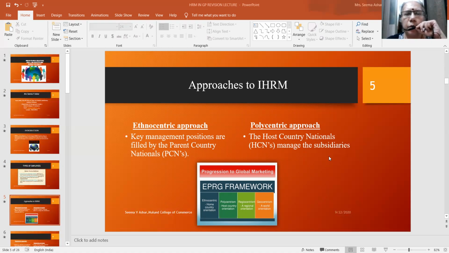The second approach is called the polycentric approach. In the polycentric approach, the host country, that is, wherever the MNC has started its subsidiaries, that country is called a host country. So, in the polycentric approach, the host country is allowed to manage its subsidiary in its own way. This approach is the polycentric approach.